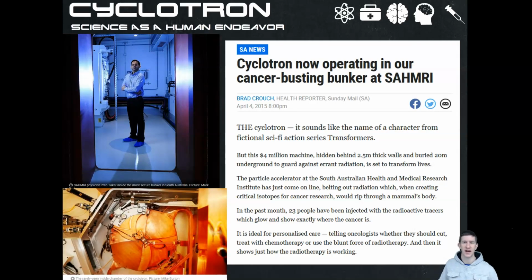This is a great segue and a great example of a science as a human endeavour topic. So this was a snippet from the Sunday Mail about the cyclotron, and they're talking about the benefits of it and things like that. There are some interesting things about limitations, such as that it's a $4 million machine, it's got 2.5 meter thick walls, and it's buried 20 meters underground. So it's a really interesting topic to talk about. It talks about how it's done, the application, such as 23 people have been injected with radio tracers, ideal for personalized care, etc. So it's a really good application of physics and how it's changing society.